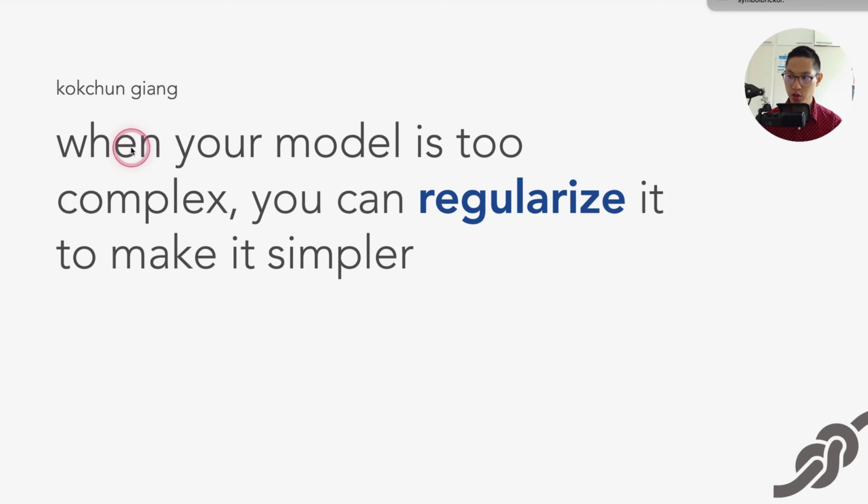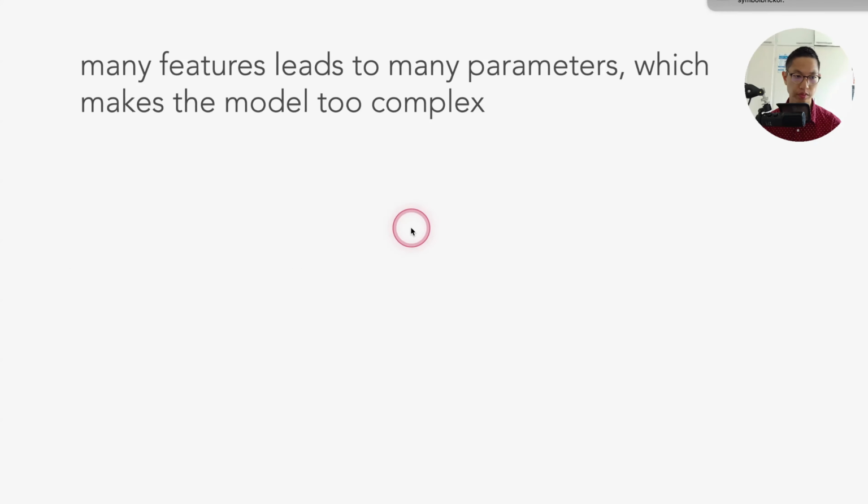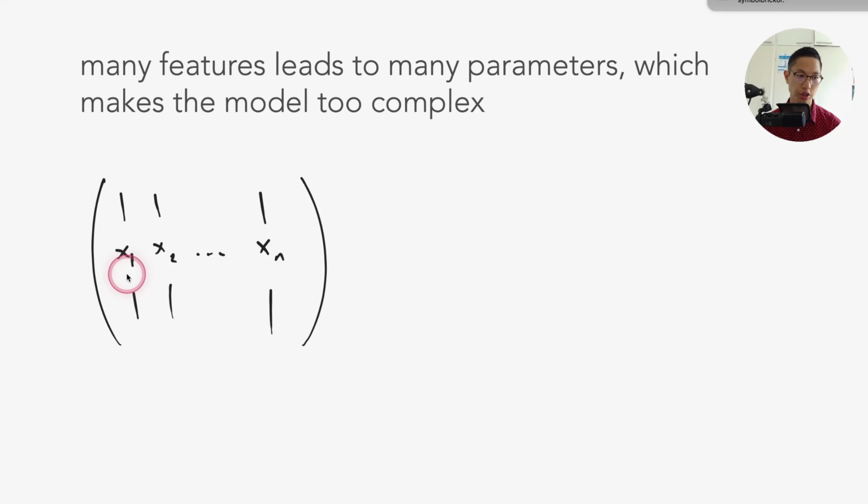When your model is too complex, you can regularize it to make it simpler. Many features leads to many parameters, which makes the model too complex. Here we have several features, x1, x2, and so on up to xn. This could be, for example, if we're talking about prediction of a price, we could have the product, what types of features, for example, which category it is in, which year, etc. And which store, which location. We have a lot of different features that can be used.